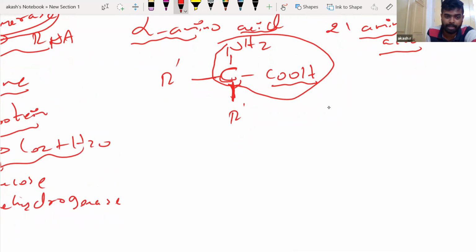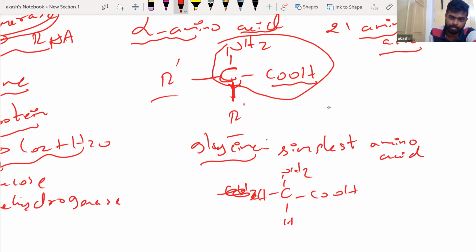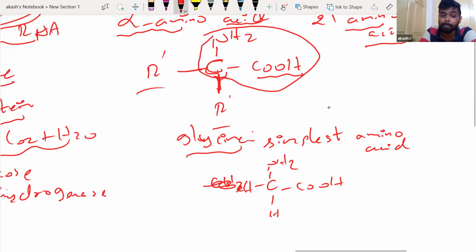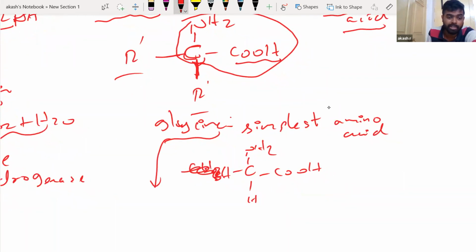For example, there's something called glycine, right? Glycine is an amino acid. Now glycine is very simple. It is C, NH2, COOH, H, and H. Both of these are H, these two. What am I writing? This is the simplest amino acid. My glycine is the simplest amino acid, and also this is the only amino acid which is optically inactive.